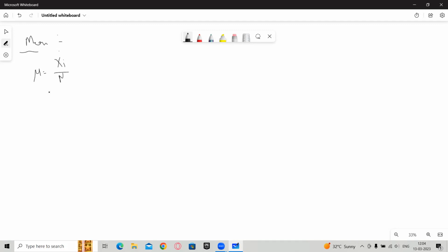This is the mean. If we calculate it for an entire population, we represent it with the symbol mu, and the simple formula is the total observed value divided by the number of total observations. For our sample space, we can represent it as small x bar. For the sample, it is the total observed value divided by the total observations.